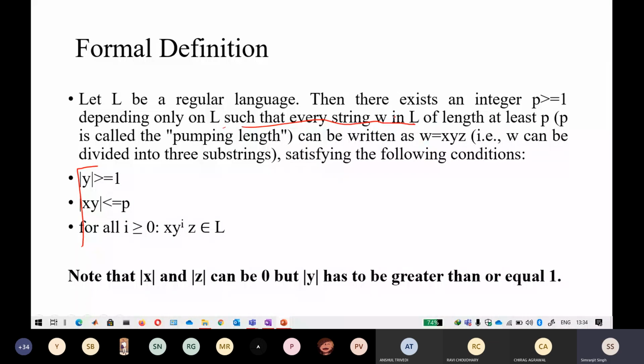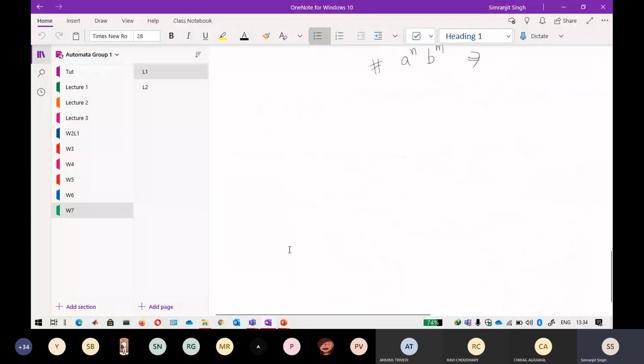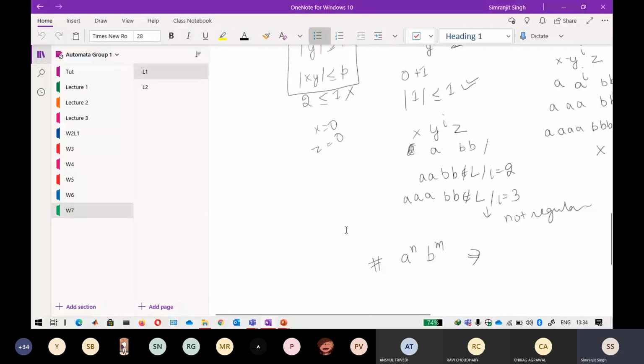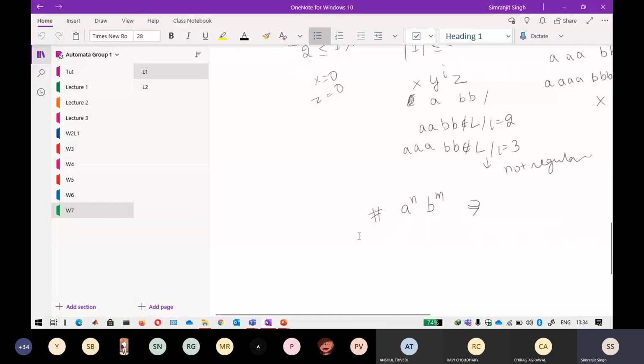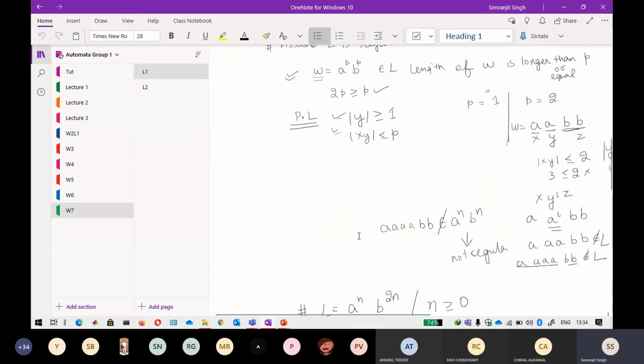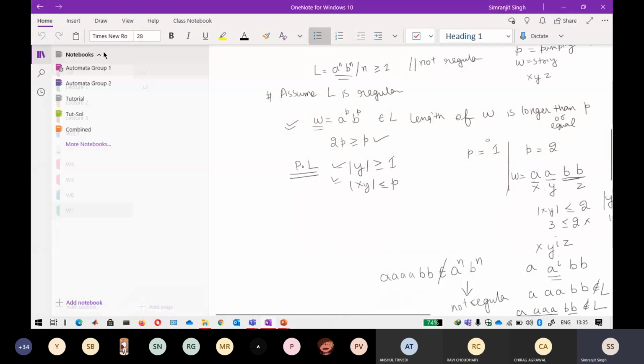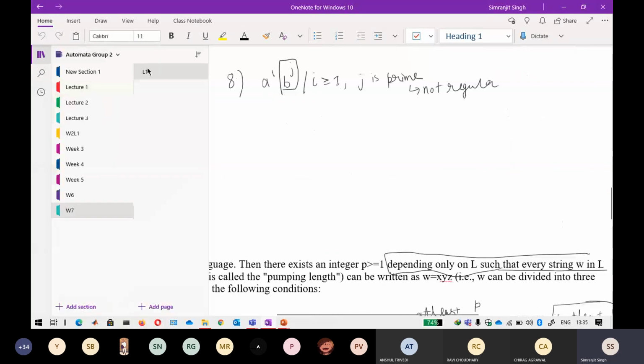So again, I have given you some question to do. If you have done it, so well and good. If you have not done it, I will repeat it. The question was a raised to power n and b raised to power m.